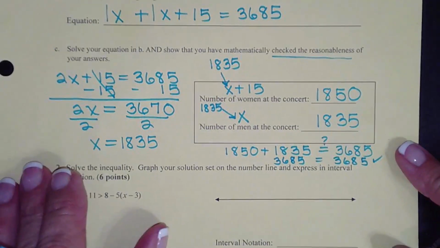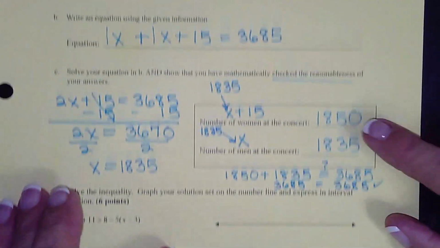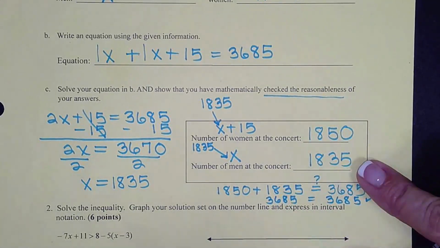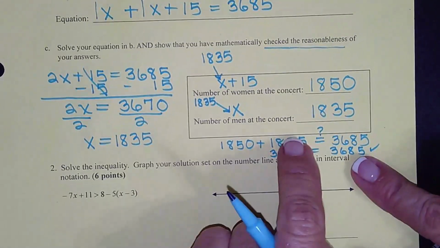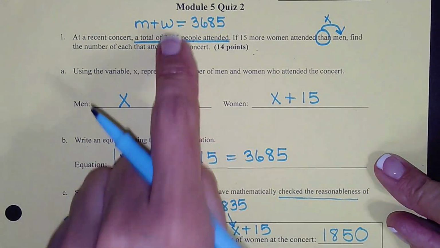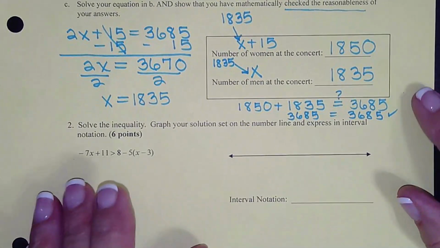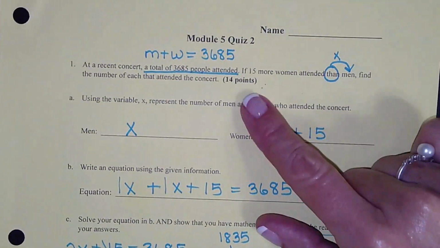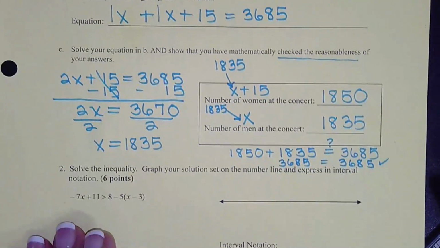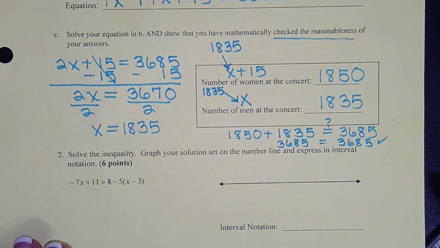So that is how you would check for reasonableness. First, make sure this one answers the question: 15 more women. Yep, this plus 15. And then check to make sure the total is what they told you was the total that attended. So we can, without a doubt, know we just walked away with 14 points because we checked our work and did all the parts that were asked.